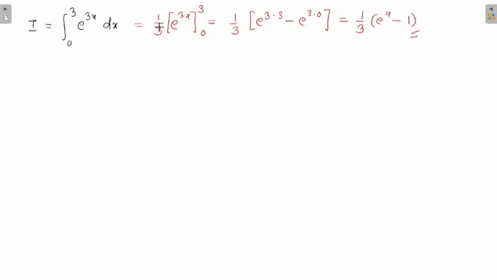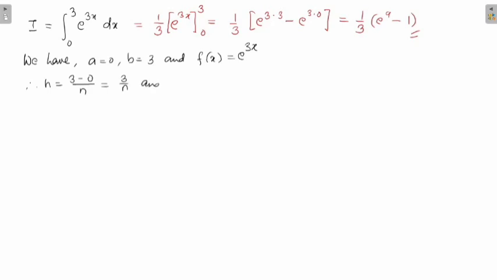Now let's see the solution of this using the definite integral as the limit of a sum. As usual, the lower limit a is 0, the upper limit b is 3, and the function f(x) is given to be e to the power 3x, right? Now in that formula we have h, so h is equal to (b minus a) divided by n, that is (3 minus 0) divided by n, which is 3 by n.